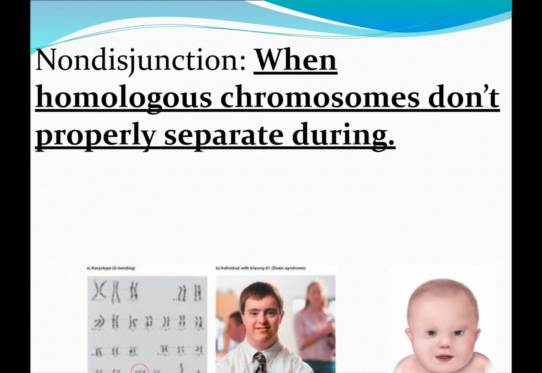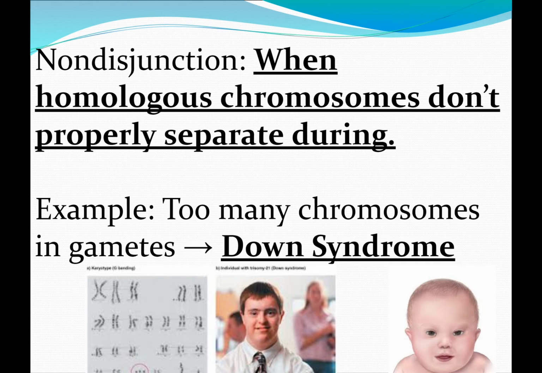Another thing is non-disjunction. This is when homologous chromosomes don't properly separate during anaphase. And this actually leads to Down syndrome, because people with Down syndrome actually have too much DNA. They have an extra chromosome, specifically in the 23rd pair. We'll talk more about that later, but you just need to know non-disjunction: your chromosomes don't separate, and that causes a lot of genetic issues.